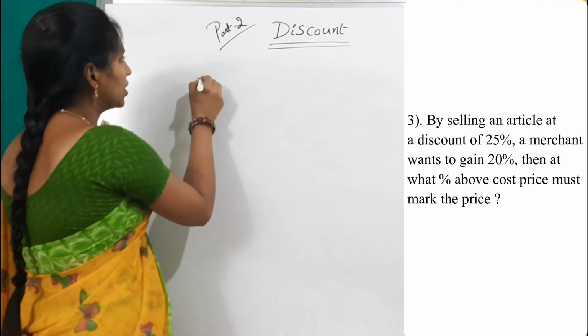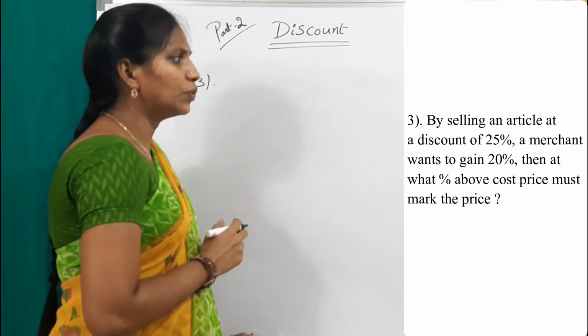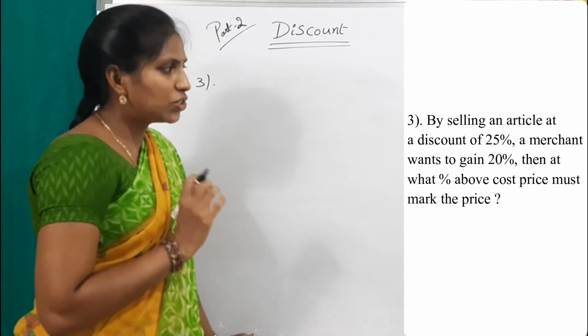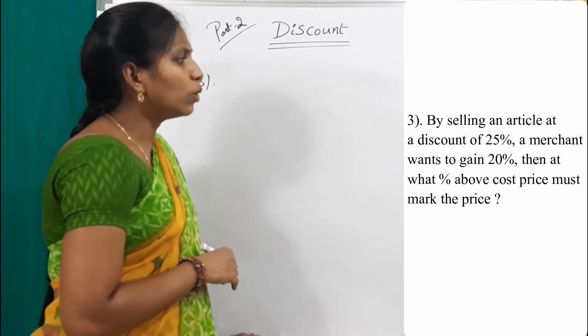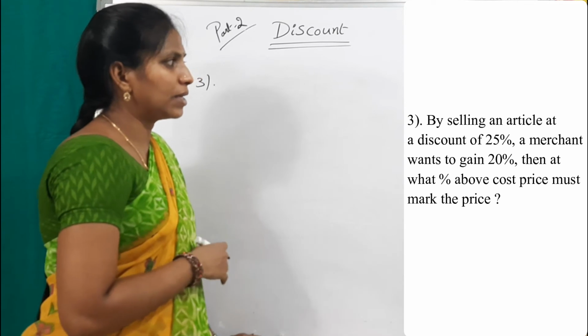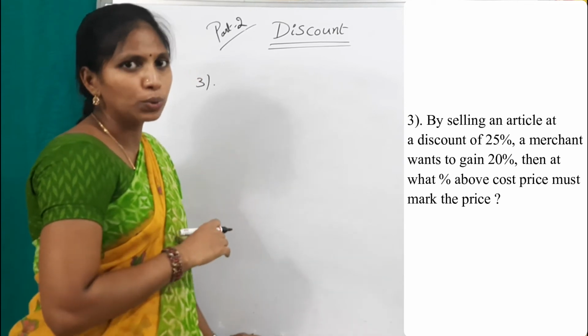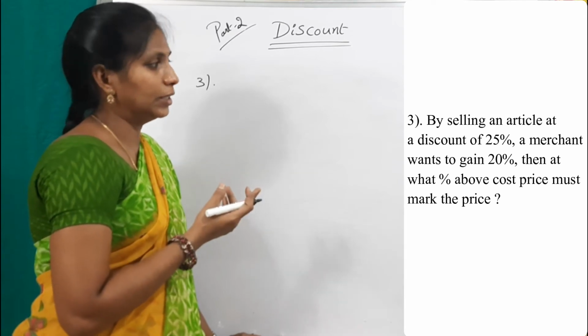I think the second method is easy for you. Now see the third question. By selling an article at a discount of 25%, a merchant wants to gain 20%. Then at what percentage above cost price must he mark the price? Just like question 2. Directly I want to explain in the second method.